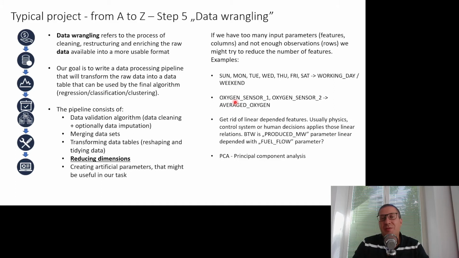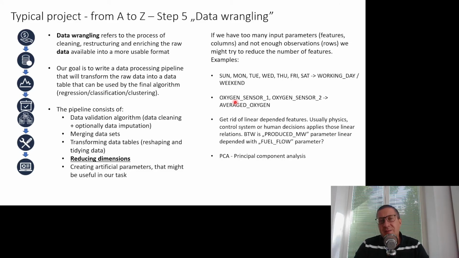If we have a few, let's say, oxygen sensors, the data from the few oxygen sensors that measure, for instance, the oxygen in the combustion chamber, we can try to calculate the average oxygen level. We should also get rid of linearly dependent features because it is not desired in regression to use the features that are linearly correlated. Maybe in the next videos I will explain why.